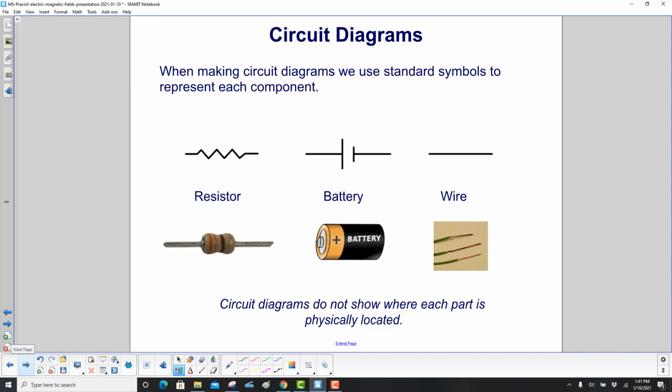When making circuit diagrams, and we've already shown you one, we use standard symbols to represent each component. This is a resistor, and here's what a resistor really looks like. Well, one type of resistor. A battery, one long vertical line, one short, and the longer line represents the positive terminal. The shorter vertical line is a negative terminal. Wires we just represent with a line. The circuit diagrams do not show where each part is physically located.